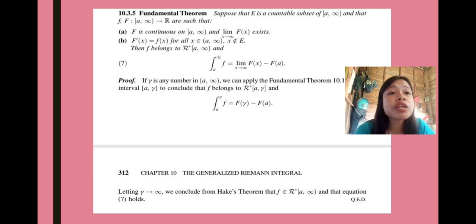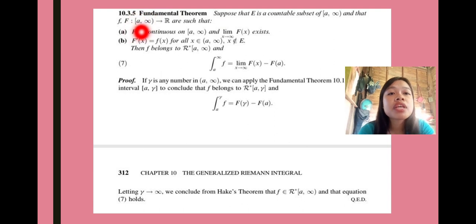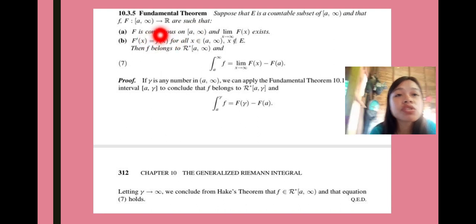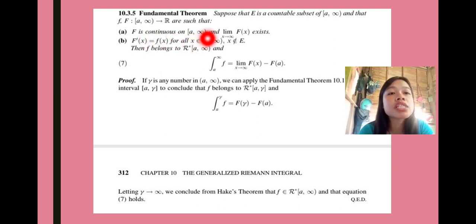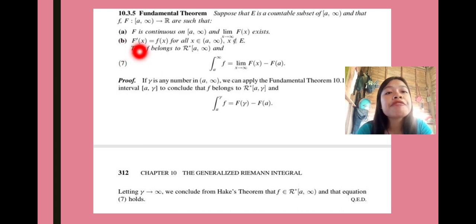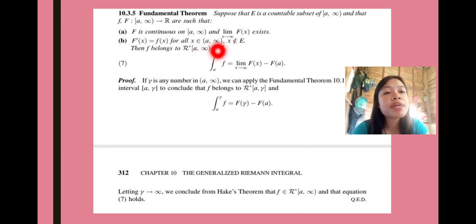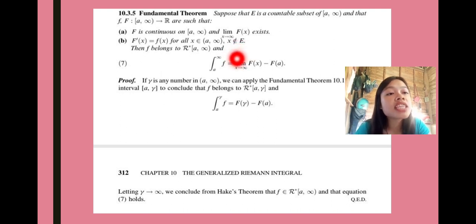10.3.5 Fundamental Theorem. Suppose that E is a countable subset of [A, ∞), and that f from [A, ∞) to the real numbers is such that (a) f is continuous on the interval [A, ∞), and the limit of f(x) exists as x approaches positive infinity; (b) f'(x) equals f(x) for all x in [A, ∞) where x is not an element of E.